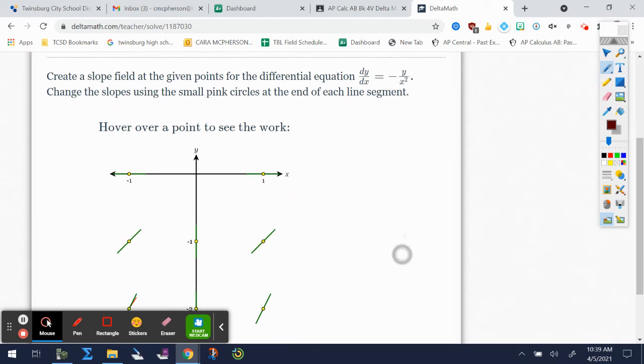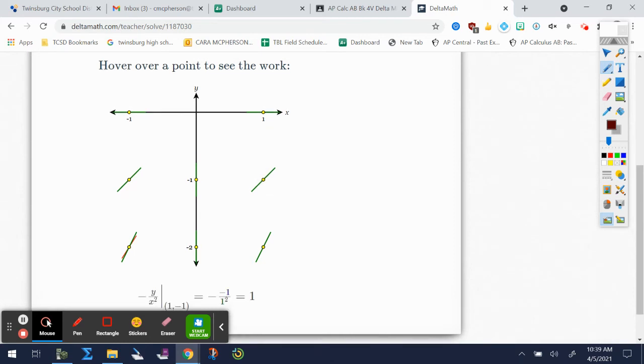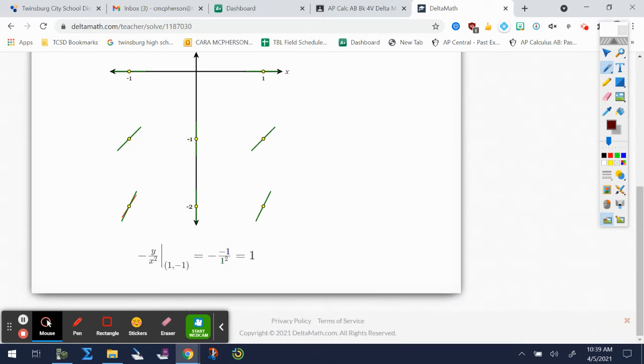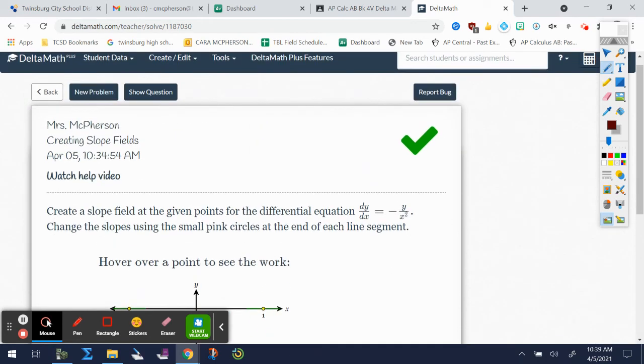Yay! And the nice thing is, if you want to see what the work is, if you just go on top of it or click a point, it will show you what you did below and show you what that slope should be. So even if it's not perfect, like they said this one wasn't perfect, but they still gave me credit for it. So I appreciate that it's not super picky. So let me show you another one.